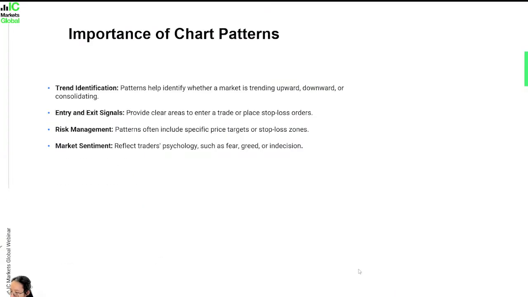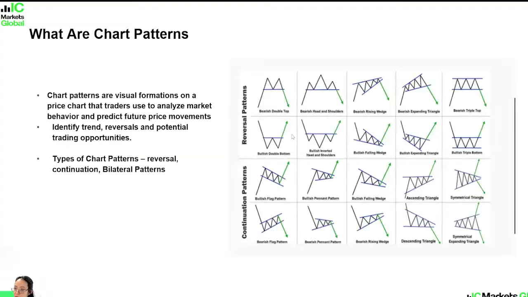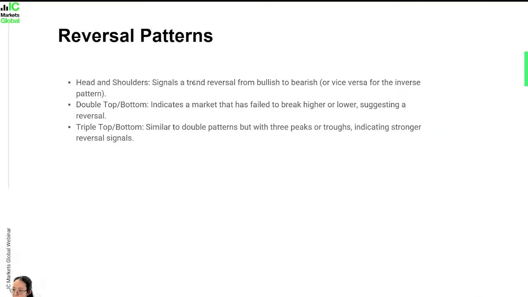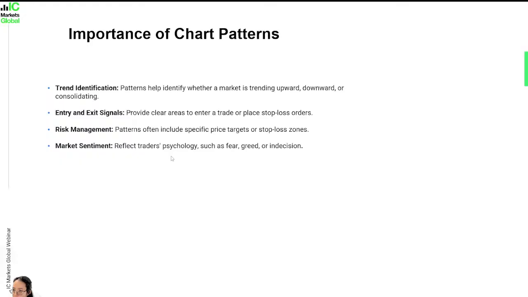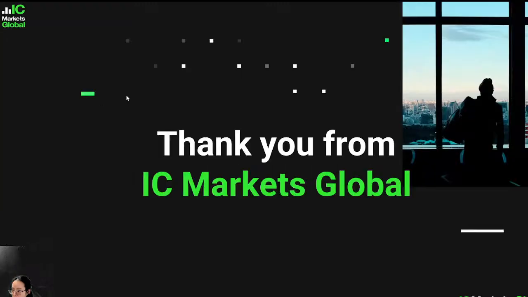So today that would be all for the reversal pattern. Just a recap, we have reversal patterns like head and shoulders, double top, double bottom, triple top, triple bottom. And we have the continuation patterns: flag, pennant, rectangle. I showed you all this already, and those like sideways patterns. And the importance of the chart: risk management, it can show you the entry and exit levels as well. It also can help you tell the market sentiment, trend identification.